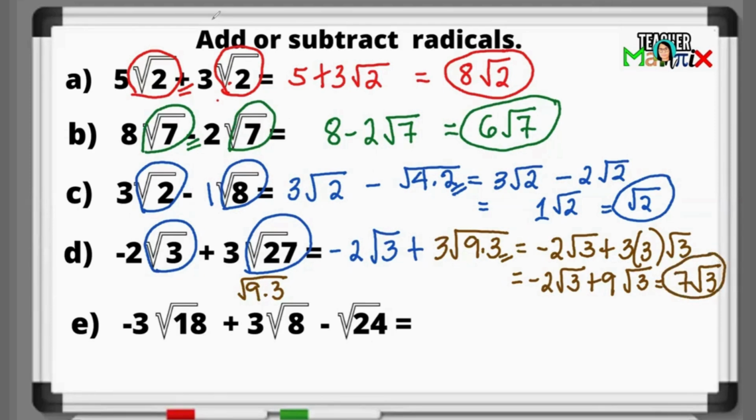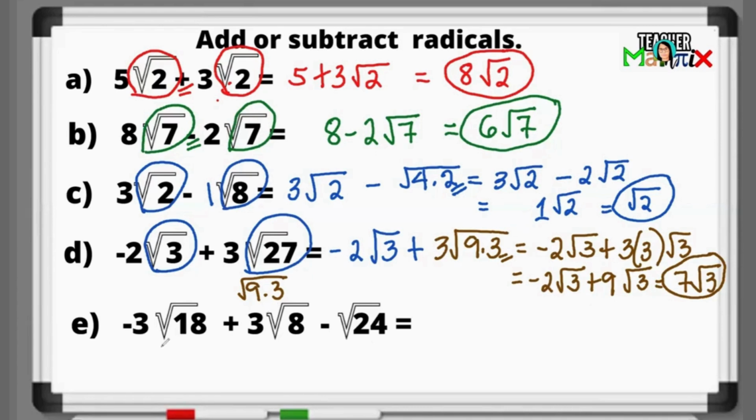For the last problem, we have negative 3 square root of 18 plus 3 square root of 8 minus square root of 24. All of these three radicands are even numbers. And at the same time, they are composite numbers. So all we have to do is think of the factors wherein we can choose one of the factors that could have a square root.